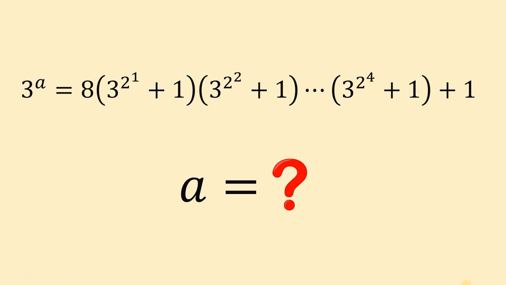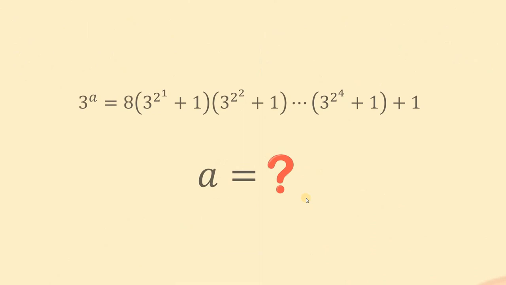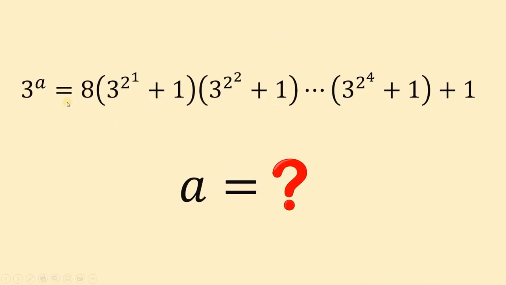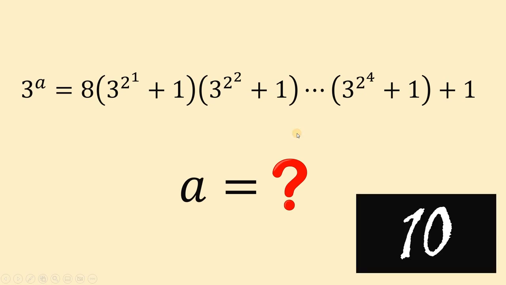Can you solve this math challenge? Here's the question. If 3 raised to a equals 8 multiplied by (3 raised to 2 raised to 1, plus 1) multiplied by (3 raised to 2 raised to 2, plus 1) all the way up to (3 raised to 2 raised to 4, plus 1), plus 1, then what is the value of a? You can pause this video if you want to give this problem a try.